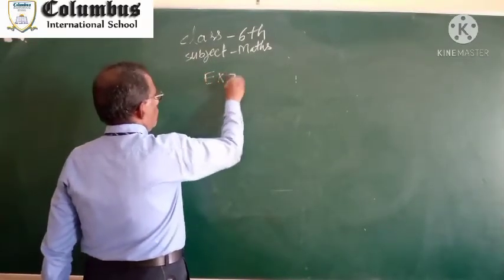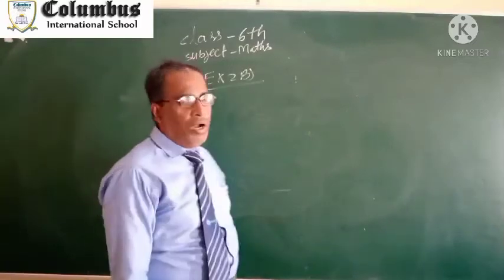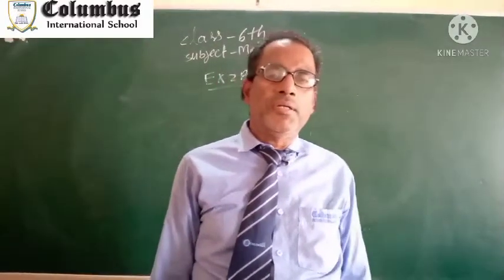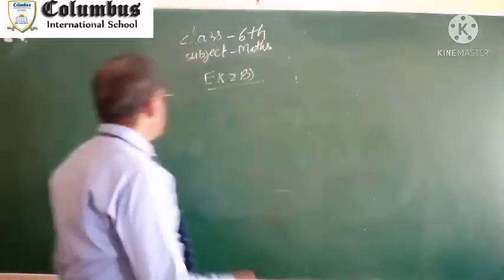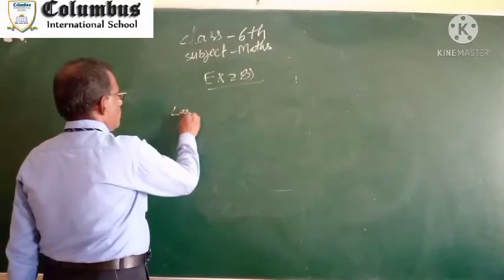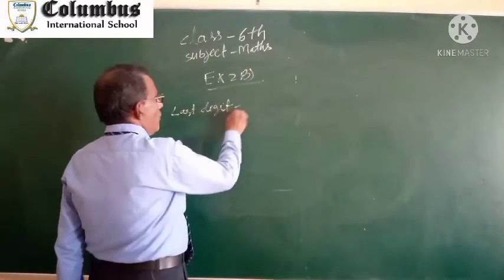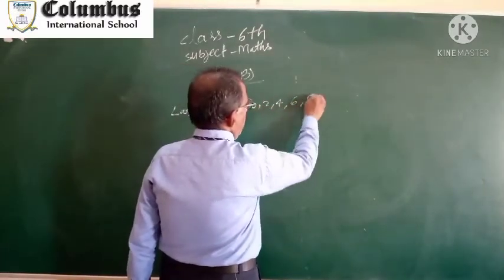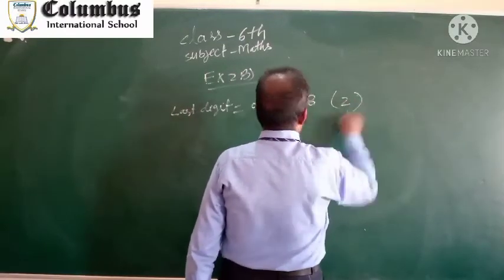Exercise 2B. A number is divisible by 2. How? If the last digit of a number is an even number, then that number is divisible by 2. That is, if the last digit equals 0, 2, 4, 6, 8, then that number is divisible by 2.